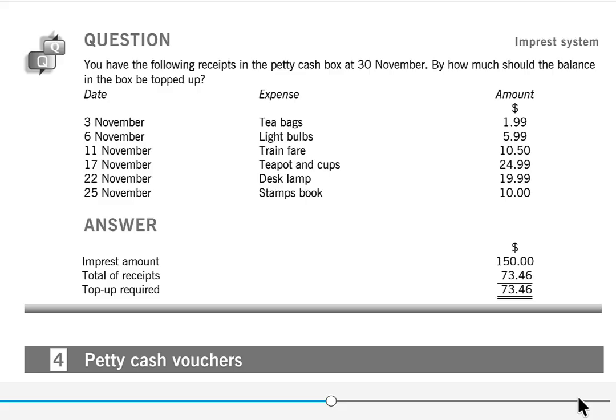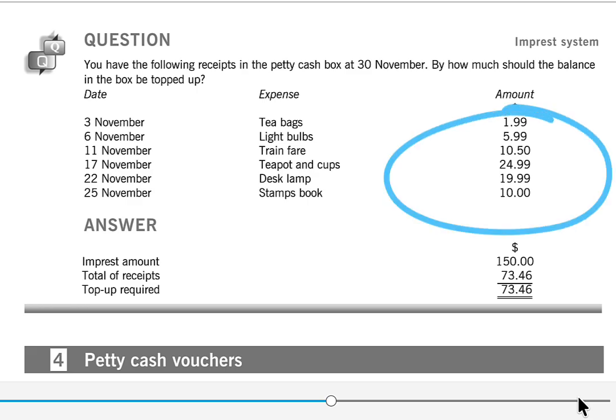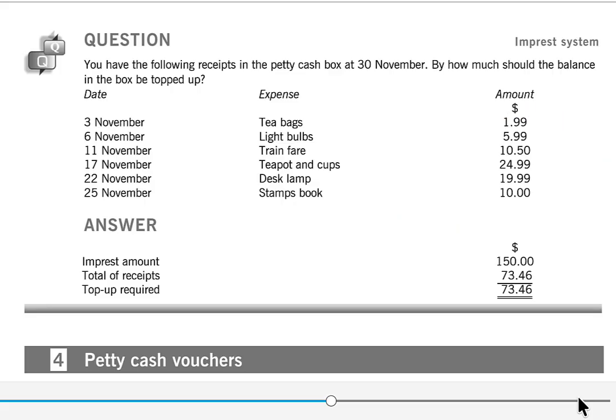The receipts given in the question, however, these are the receipts found in the petty cash box at 30 November. 1. Tea bags, $1.99. 2. Light bulbs, $5.99. 3. Train fare, $10.50. 4. Teapot and cups, $24.99. 5. Desk lamp, $19.99. 6. Stamps book, $10. Step 1. Add the receipts carefully.